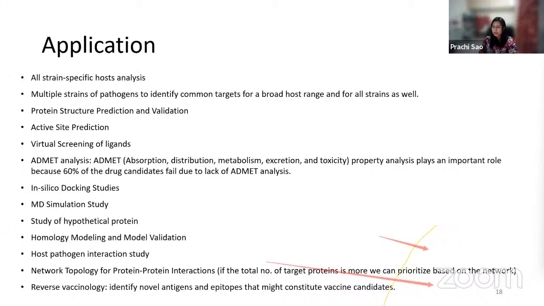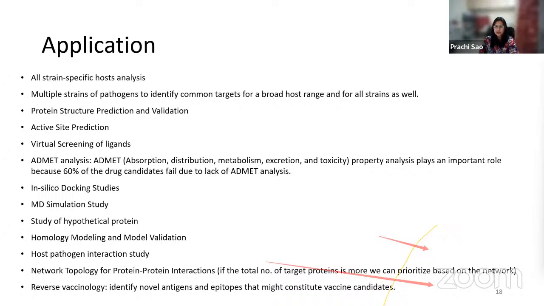Then we can also predict the active sites. Now that we have the novel drug targets, we can study the active sites. We can do ligand screening also. Suppose we already have certain drug molecules and we want to see whether they will work on our list of targets, and whether they are useful for this target or not. We can do ligand screening studies.